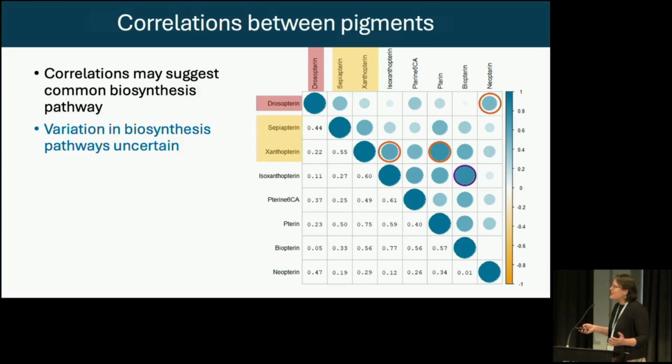We do know a little bit about pteridine biosynthesis, but only from zebrafish and fruit flies. And I guess when we look at pigment correlations, it gives some clues, but it doesn't mesh entirely. So there's a lot we don't know actually about the biosynthesis pathway. So there are strong correlations between some pigments which could indicate that they're part of a common pathway, but actually that can't explain a lot of the patterns.